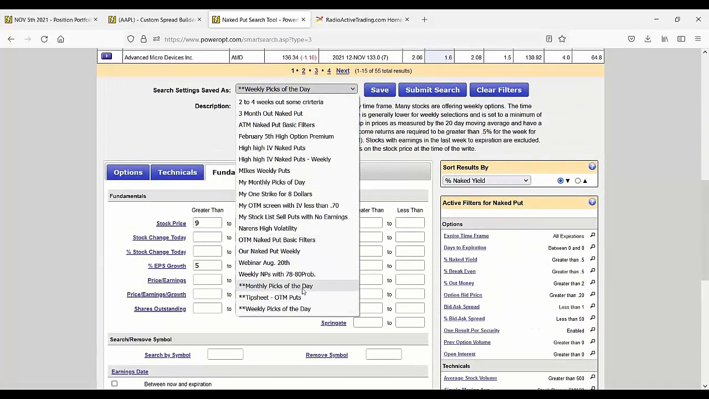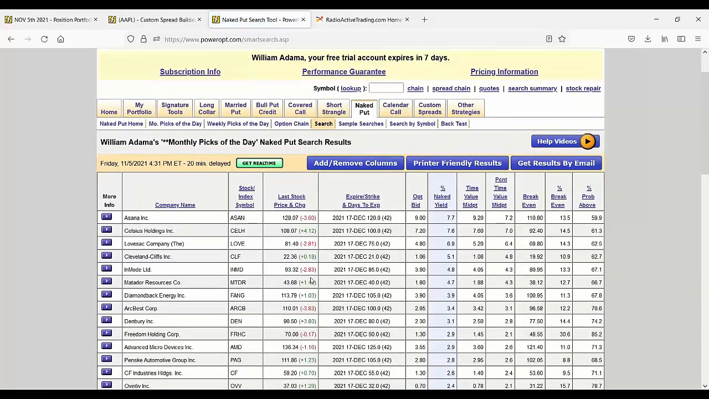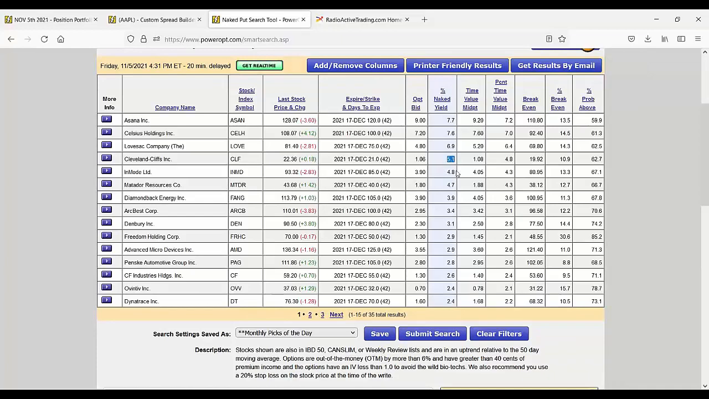In our default searches here, there's also the monthly picks of the day. These various ones are searches that I've saved, David, during these webinars, mostly looking at high IV naked puts, weekly high IV naked puts, things of that nature. In any case, the tip sheet out of the money puts are more conservative, looking 30 days out in time, deep out of the money, smaller return for 30 days out, maybe 1%, 1.5%, but with almost an 8 or 10% to break even, 8 to 10% out of the money, plus the premium. And also the monthly picks of the day, a little bit more aggressive, looking at a little bit more volatility, 30 days out, but you see 5% returns, 4.8% returns, and more.